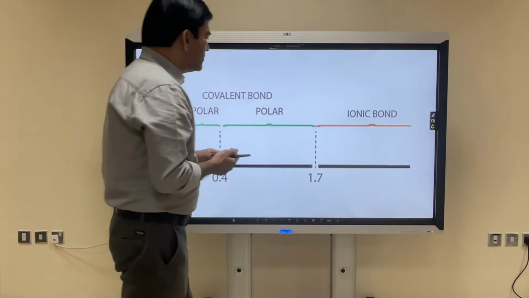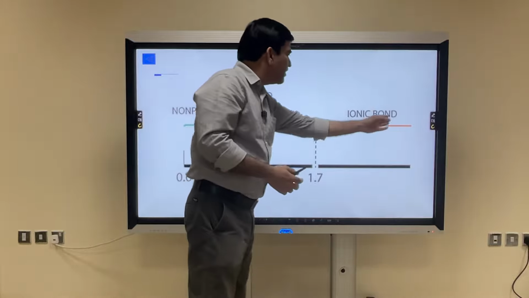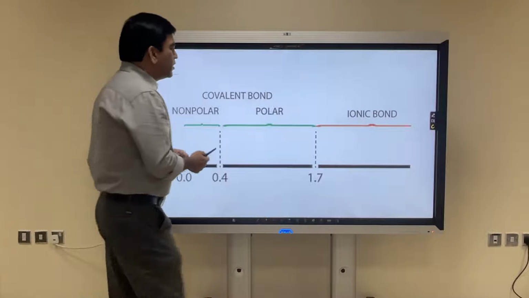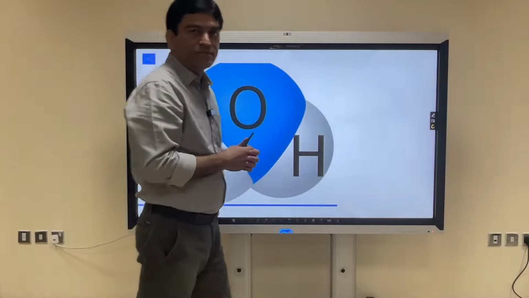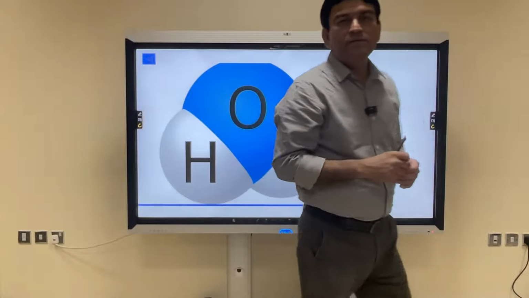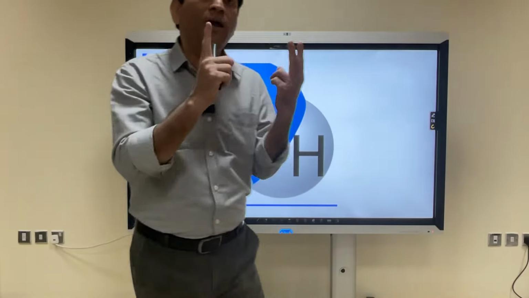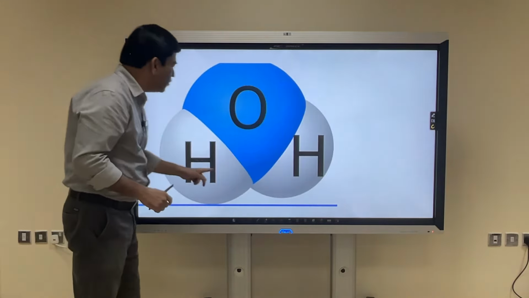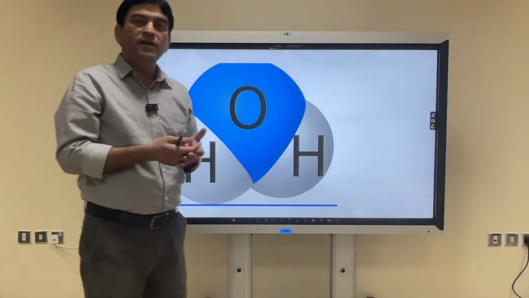The same thing over here, a different figure. I like the figure, that is why I've kept the figure over here. More than 1.7, ionic bond, and less than 1.7, it's a covalent bond. Now we start with water. In a water molecule, how many hydrogens are there? There are 2 hydrogen and 1 oxygen. So H2O. This is the structure of a water molecule, that is H2O.